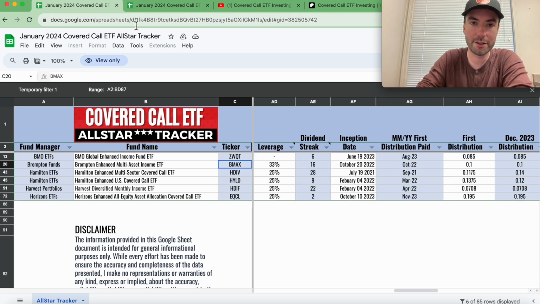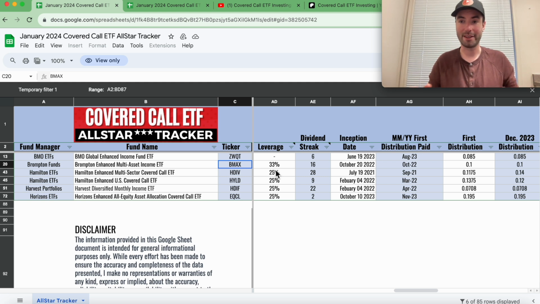Okay, now we're moving on to leverage. With the all-in-one funds, you can see that leverage is a big part of it. Most of it is 25%, the only outlier being BMAX at 33%. So again, with leverage, this can amplify price performance, but it will also magnify yield as well.